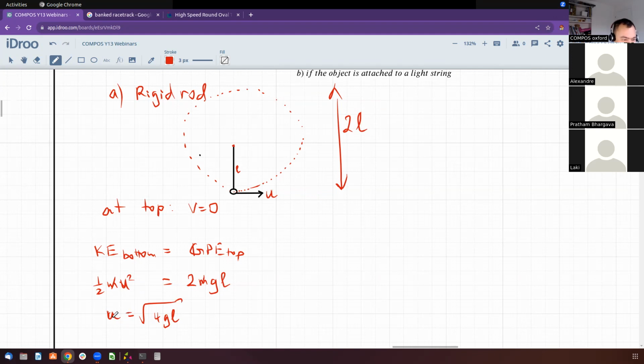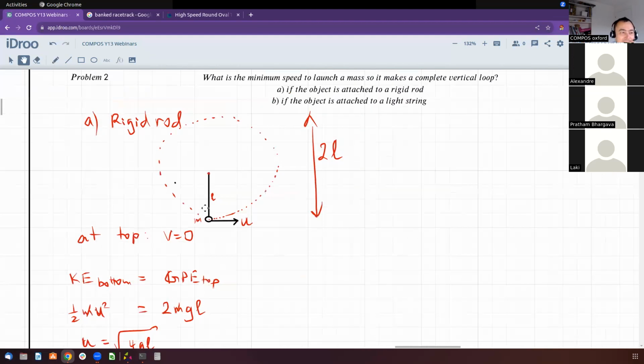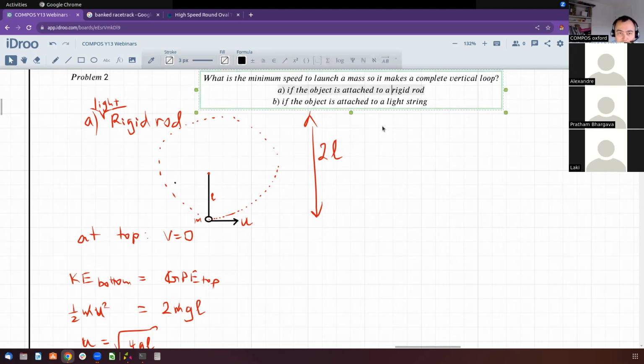Okay, very close, Alex. Just the mass shouldn't be there. So it's a light rod. That's important. It's a light rigid rod.